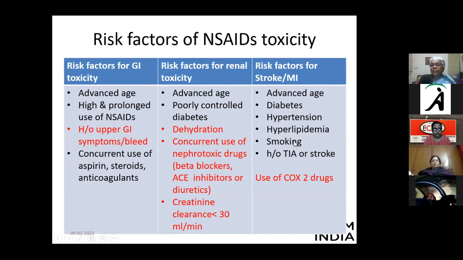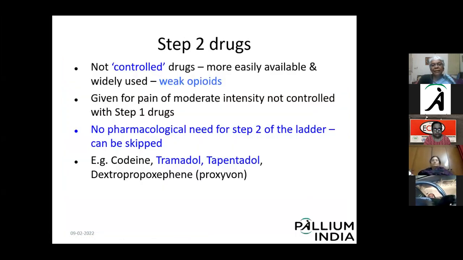And like I mentioned, COX-2 inhibitors should be avoided in patients who have risk factors for stroke or MI, like those with hypertension, diabetes, hyperlipidemia, smoking, or previous history of TIA or stroke. You can avoid COX-2, and in such cases, it is safer to use either ibuprofen or naproxen, or maybe you may have to stick to paracetamol or drugs like that.